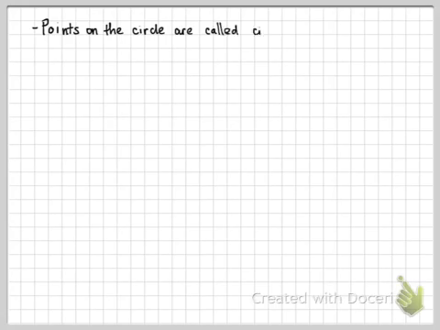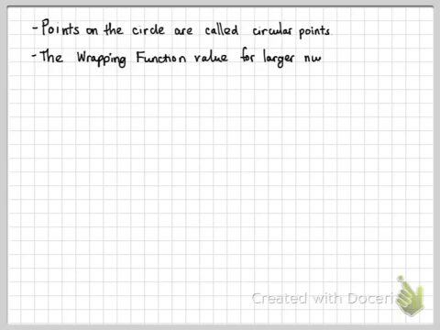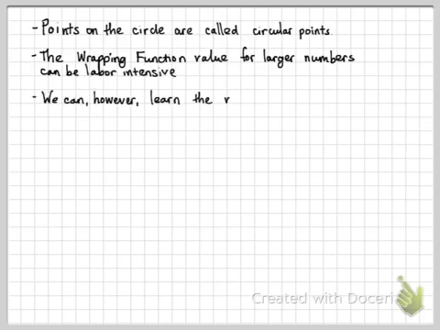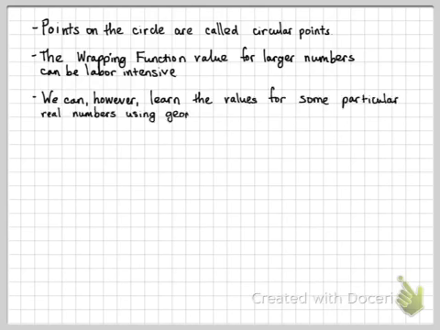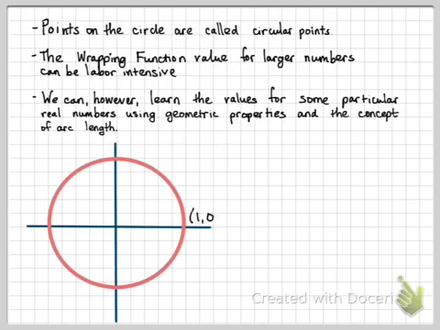Alright, video 2. So, the answer to the last question on the first video was that points on the circle are called circular points, and I'll sometimes refer to them as that. Now, the wrapping function value for larger numbers can be pretty labor intensive. We can, however, learn the values for some particularly useful real numbers using geometric properties, and then we'll know the wrapping function value based on those multiples after the fact and without actually calculating how many times the number 105 would cause a real number line to wrap around a unit circle.